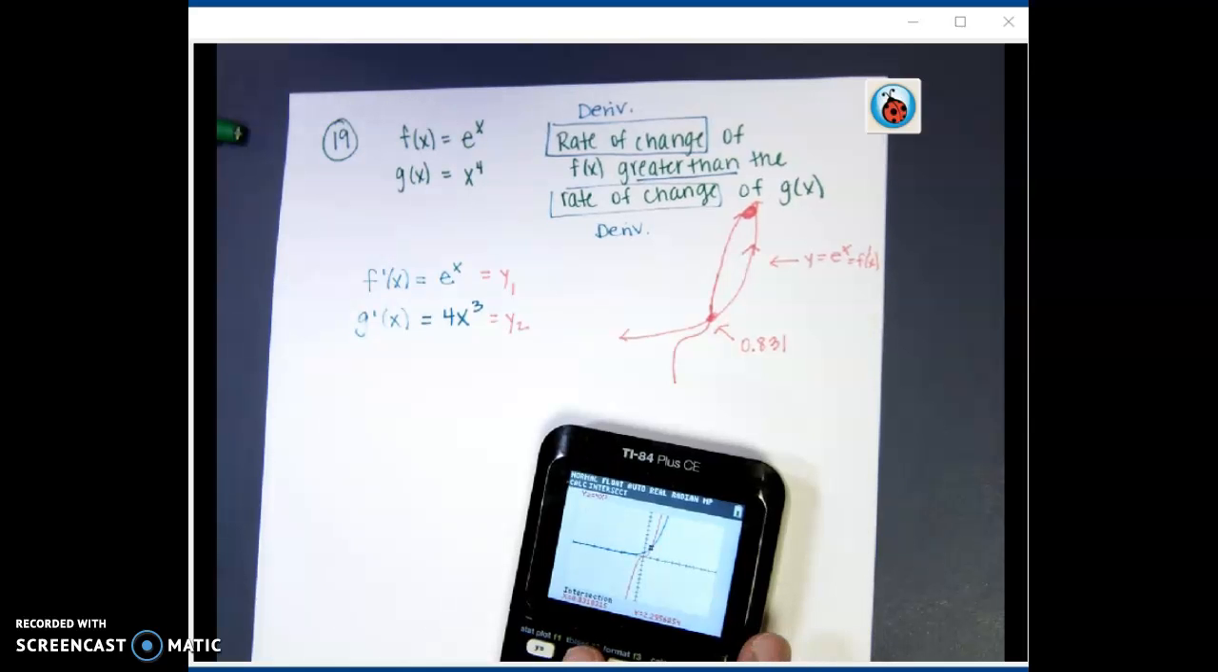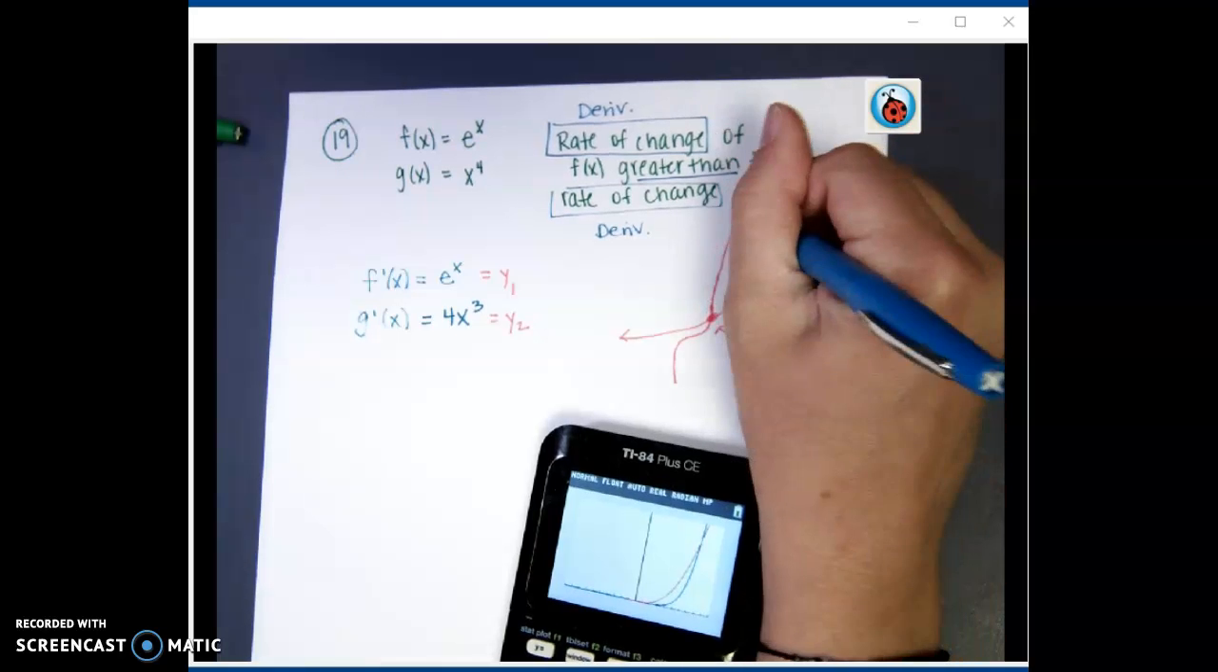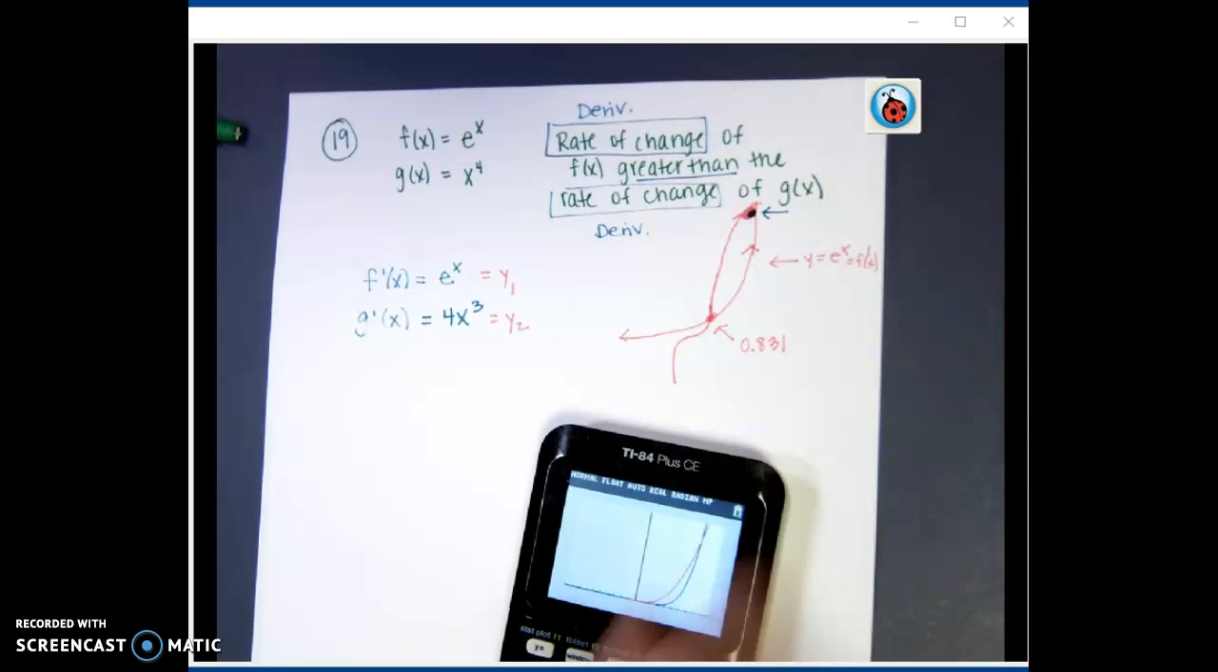So in order to figure out the other intersection, you need to change your y max in your window to about 2000. And that'll show you where they intersect. So if you look at your graph, they intersect at the bottom, but see how they also intersect at the top? So we need to find where that intersects.